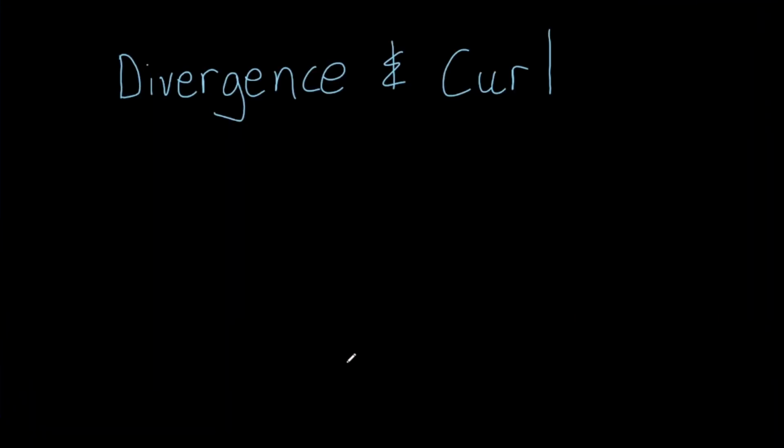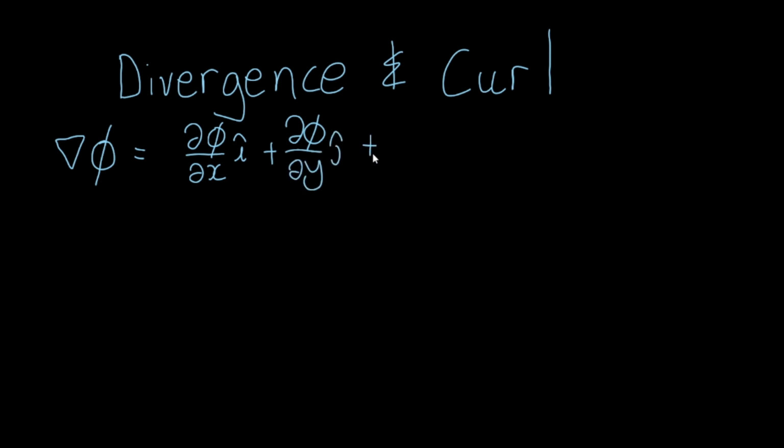Hi there. In this video, we're going to be looking at the divergence and curl of a vector function. In the previous videos, you would recall that we've been talking about the del operator, which represents the gradient of a scalar function. The gradient of a scalar function phi was ∂φ/∂x times i hat plus ∂φ/∂y times j plus ∂φ/∂z times k.